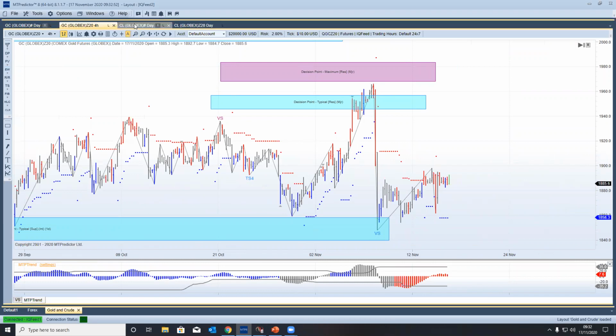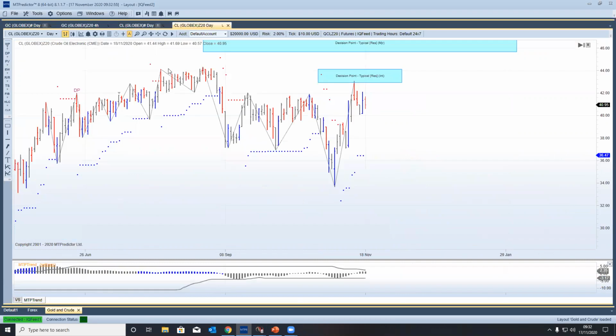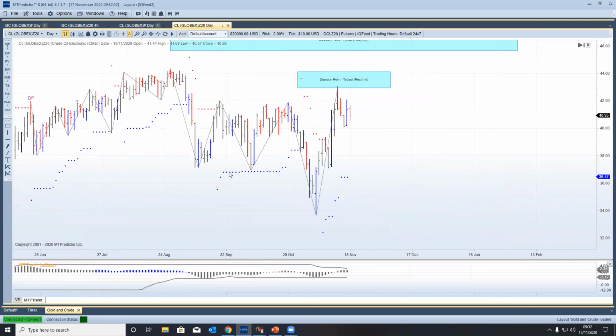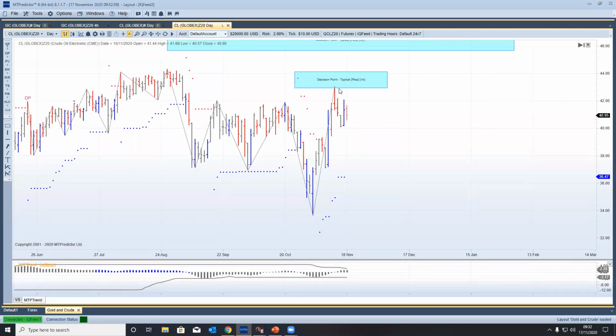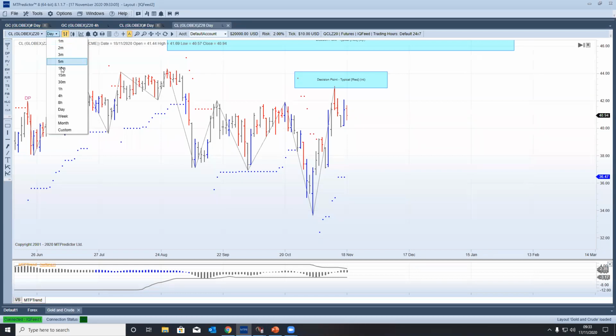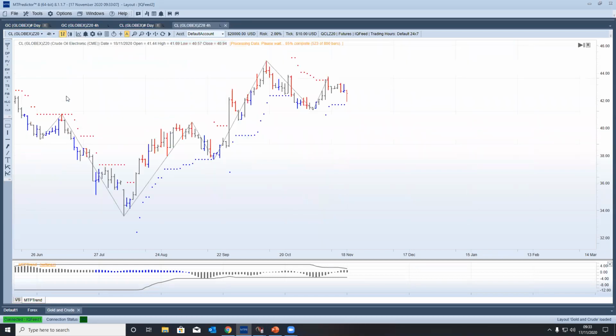On crude oil, let's have a look at December. Oh, it's interesting. December has now gone up to the DP resistance we were looking at. It must have been last week when we placed that on. So I wonder if there are any shorter time frame setups coming at that.